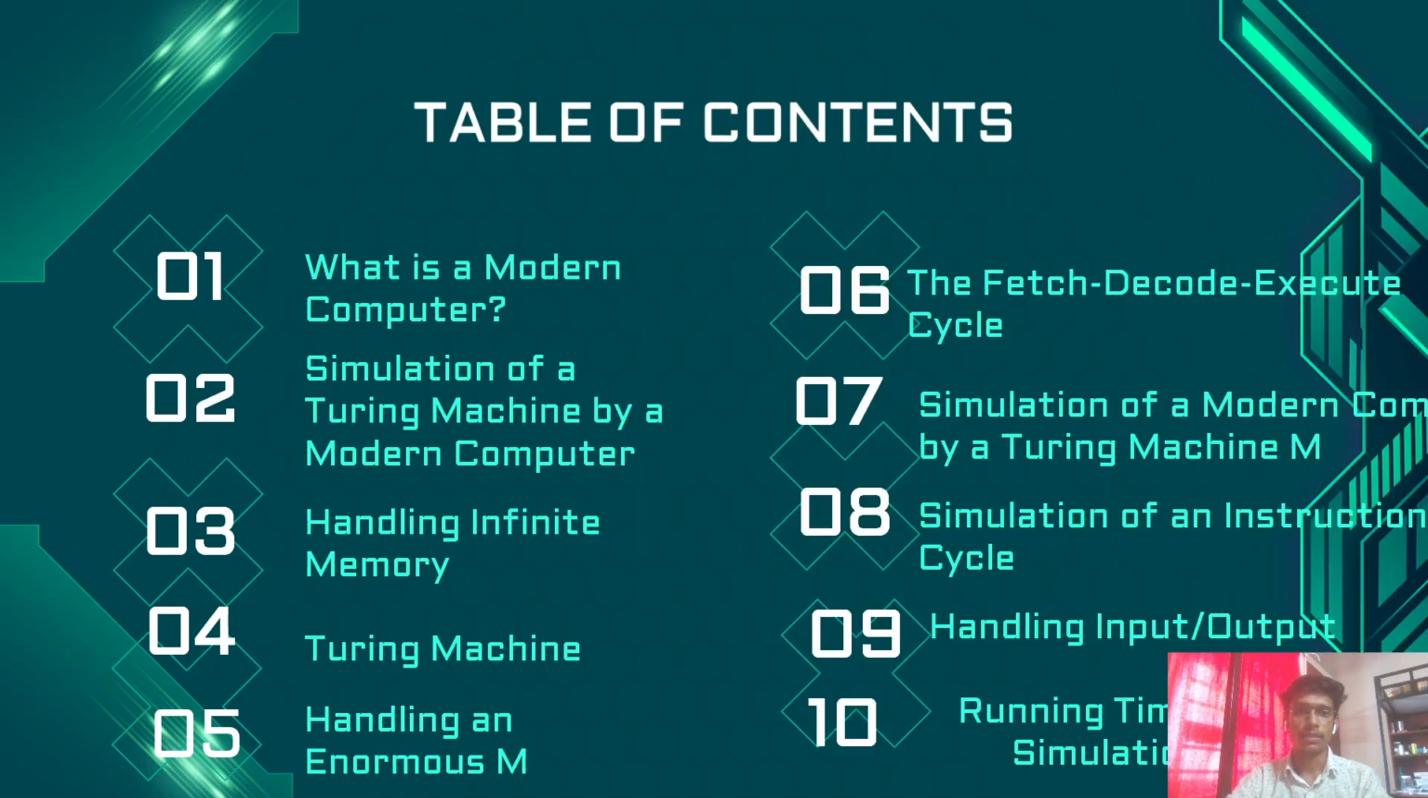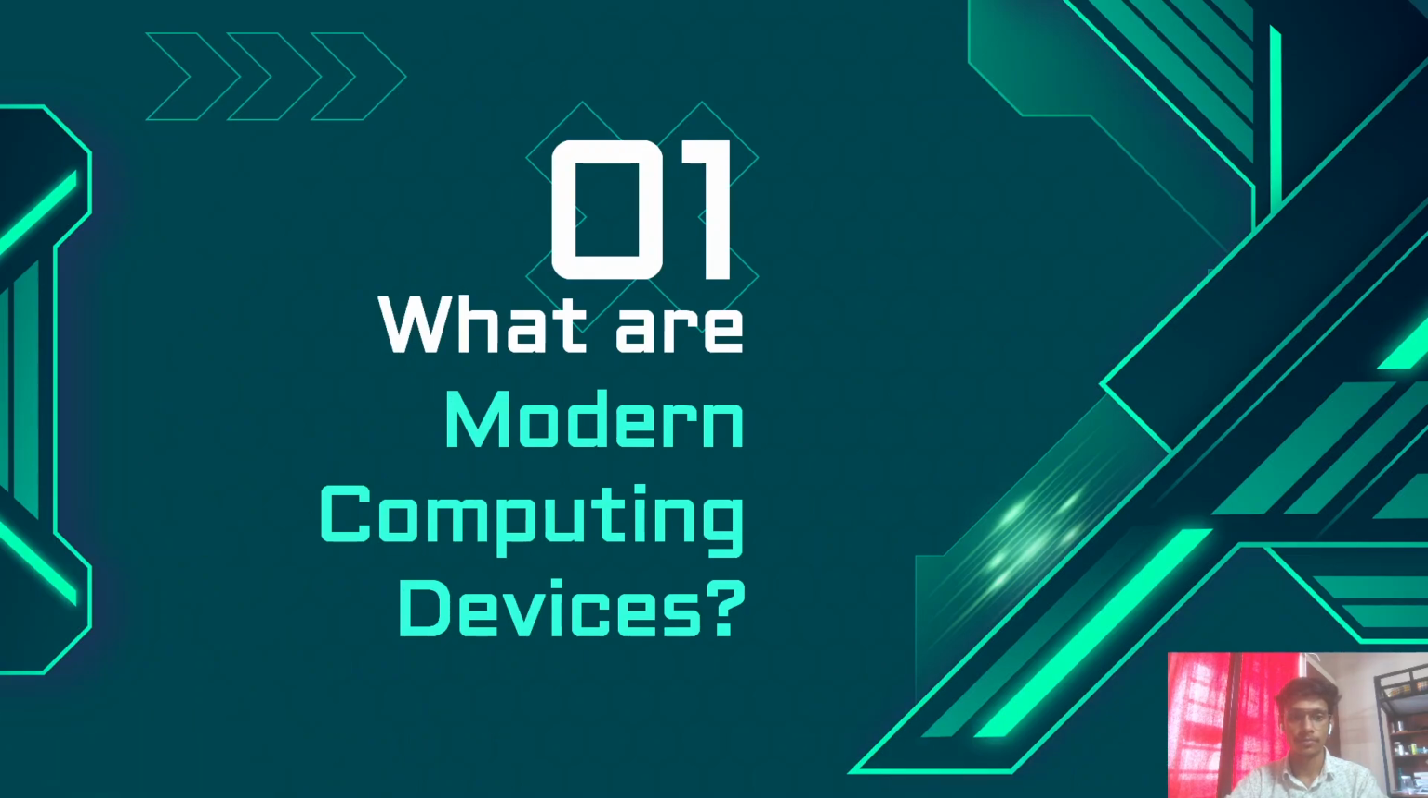So this is the table of contents in which we will learn about what is a modern computer, simulation of a Turing machine by a modern computer, handling infinite memory and Turing machine, handling an enormous Turing machine, the fetch-decode-execute cycle, and simulation of a modern computer by a Turing machine, simulation of an instruction cycle, handling input output, and running time simulation.